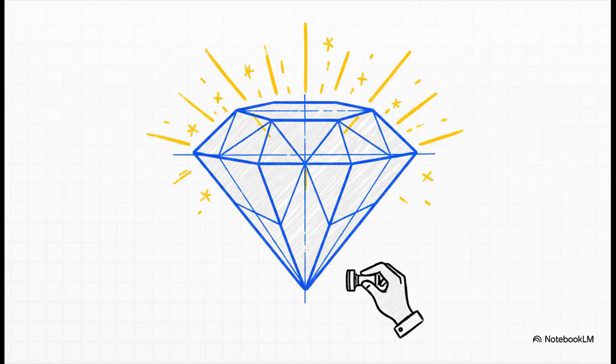Well, the answer is symmetry. It's this invisible architecture inside the stone that controls how light bounces around. Honestly, it's the signature of a true master diamond cutter. Symmetry is what makes a diamond not just shiny, but truly breathtakingly brilliant.